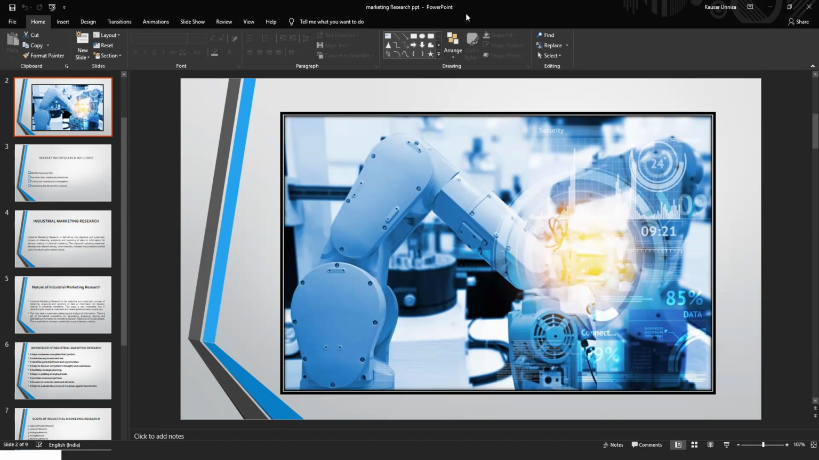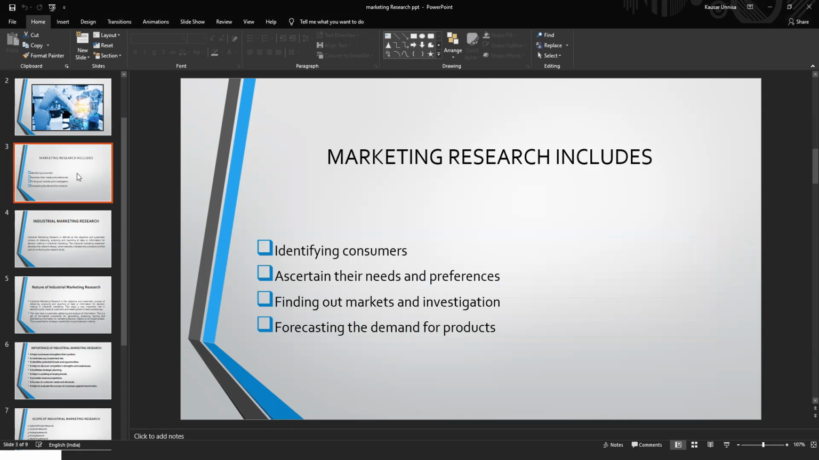So today in this session, I would like to have a discussion on marketing research. What do we mean by marketing research? We know that research is nothing but a systematic and objective investigation of a subject or a problem in order to discover relevant information or principles.